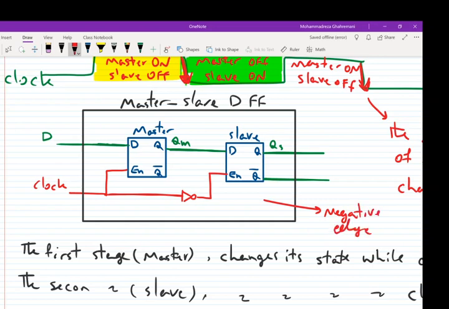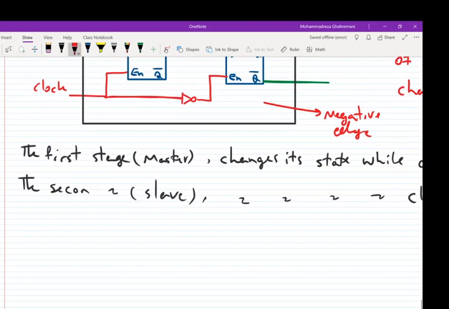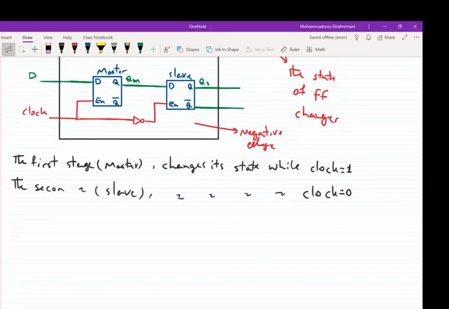Negative edge. In order to make it positive edge, as I said, we need to add an inverter at this location to change it to positive edge sensitive. Okay, so this one is how a flip-flop works. I want to compare some flip-flops and latches. Before moving to the next part, let me show you the characteristic table of D flip-flop.